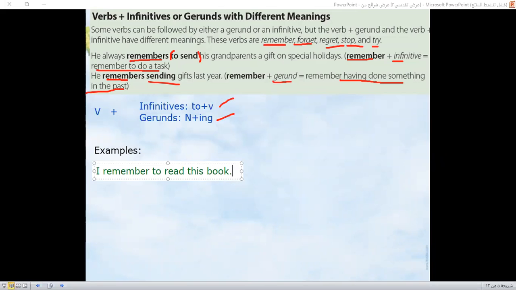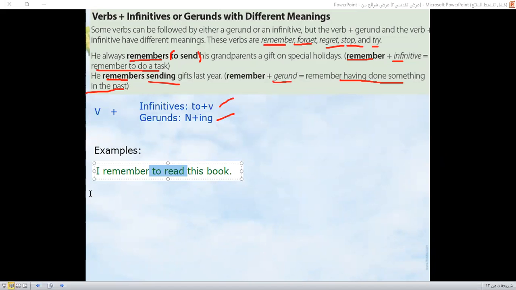What does that mean when I say I remember and then the infinitive? It means that I didn't do this task yet, but I remember that I need to do it now. So I remember to read this book. It means that now I remember that I need to read this book.